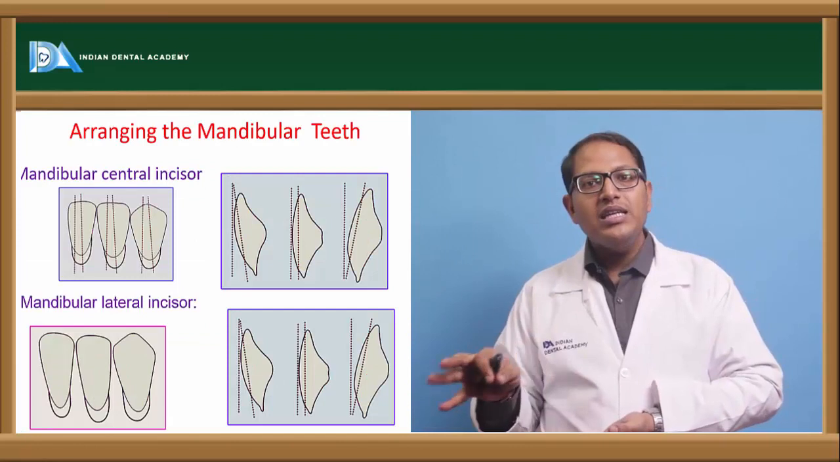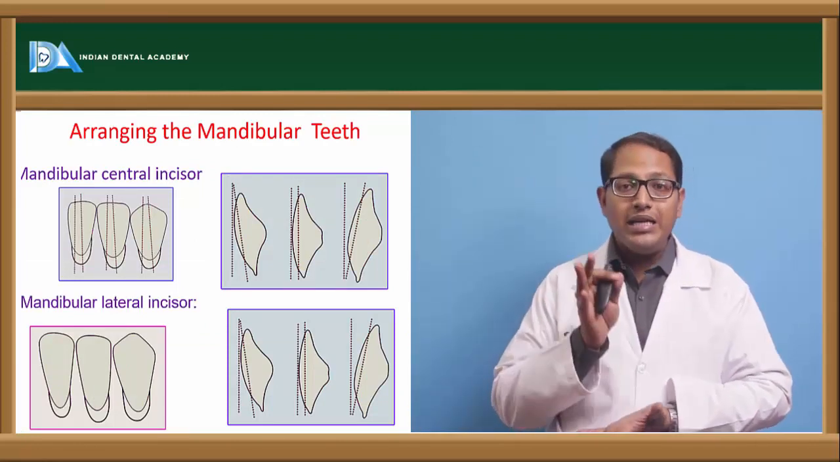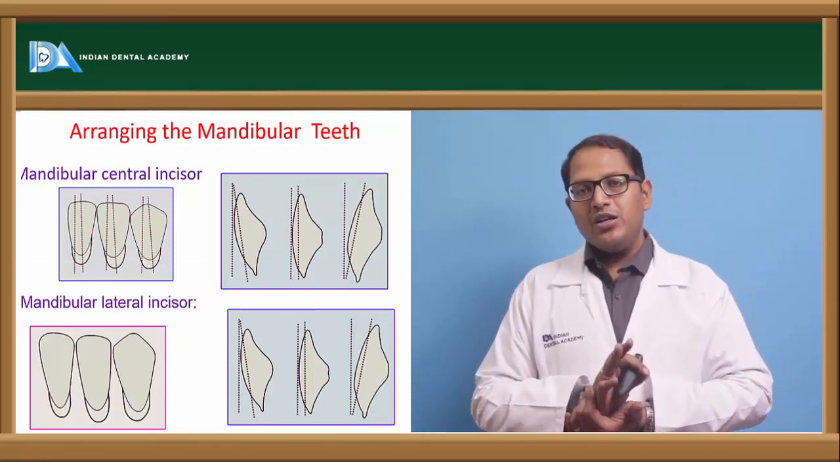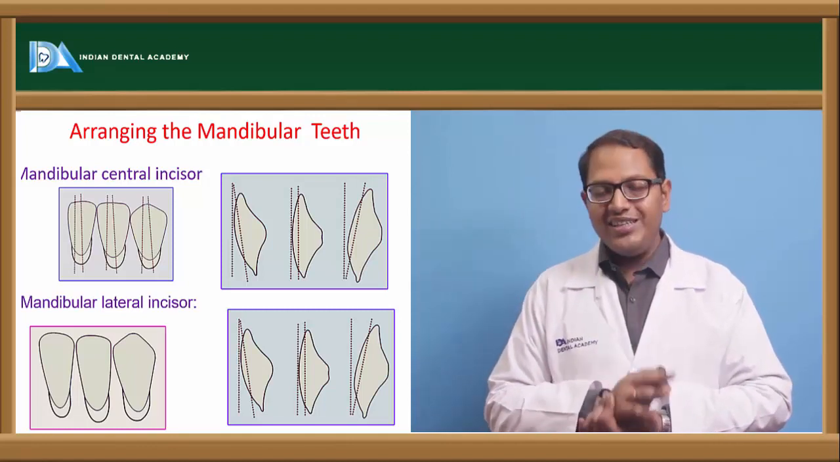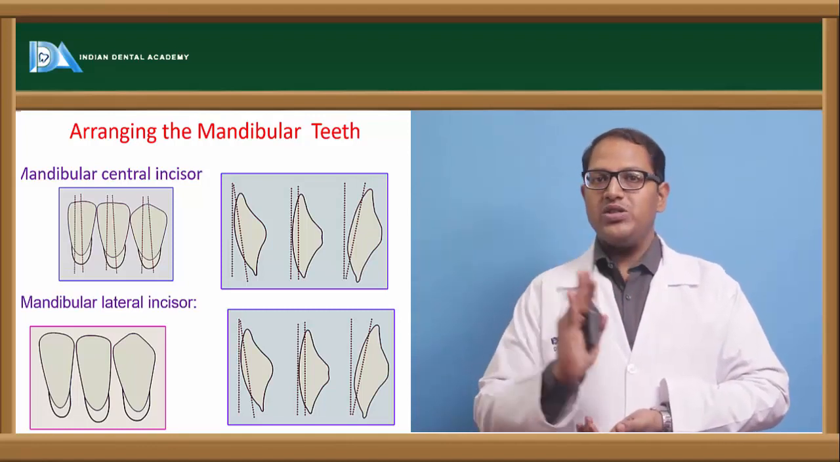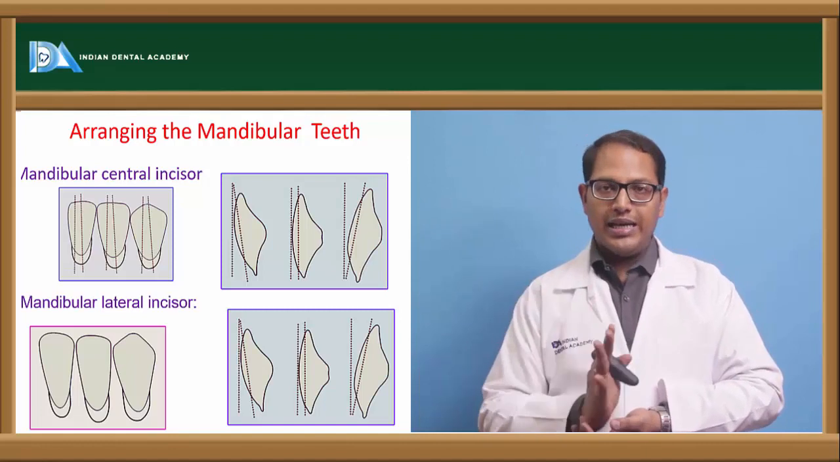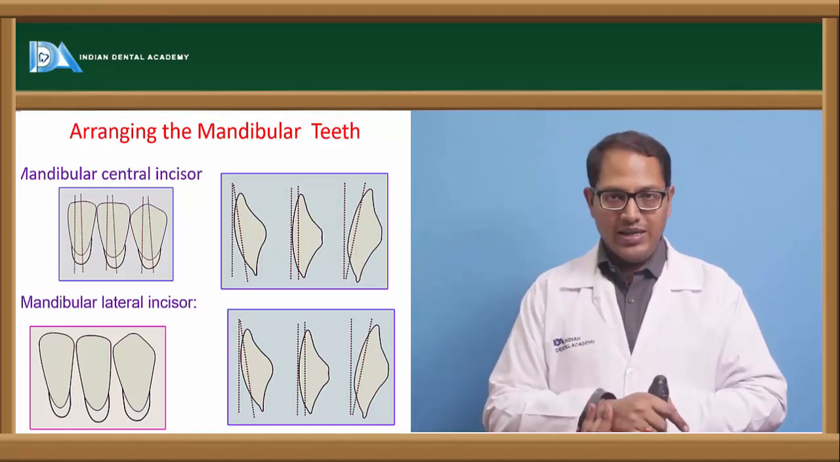Now based on this arrangement of the maxillary teeth, your mandibular teeth arrangement is going to come. Coming to the mandibular anterior teeth, they have to be placed very straight up to the canine. Up to the canine, all the incisors and the laterals have to be placed straight.